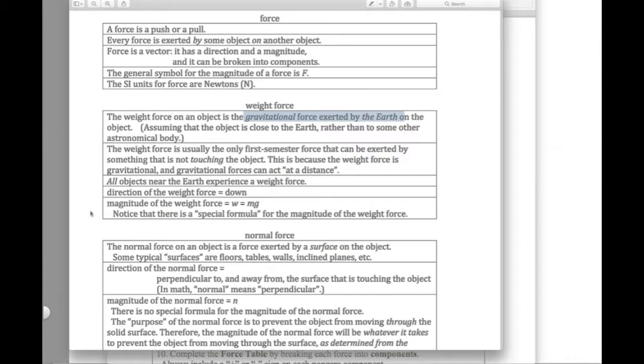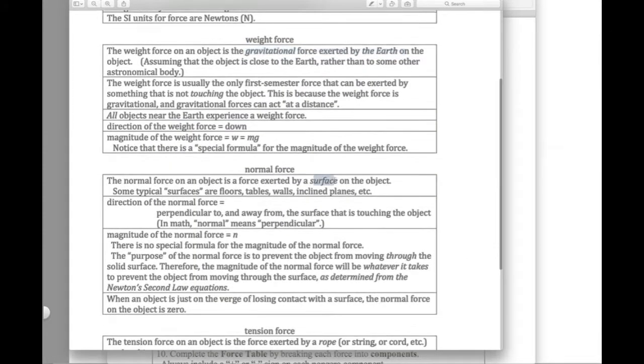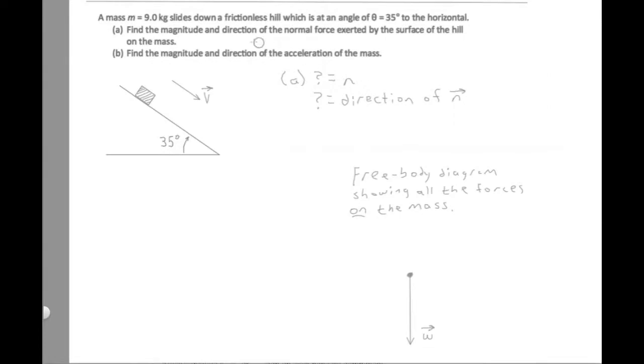I haven't really given you a definition of what surfaces are that exert normal forces, but I hope this list in the handout gives you a feel for the things that we treat as surfaces. Notice that something I specifically mentioned is that inclined planes are treated as surfaces, and I hope you can see that the hill in this problem is basically an example of an inclined plane. So the hill inclined plane will exert a normal force.